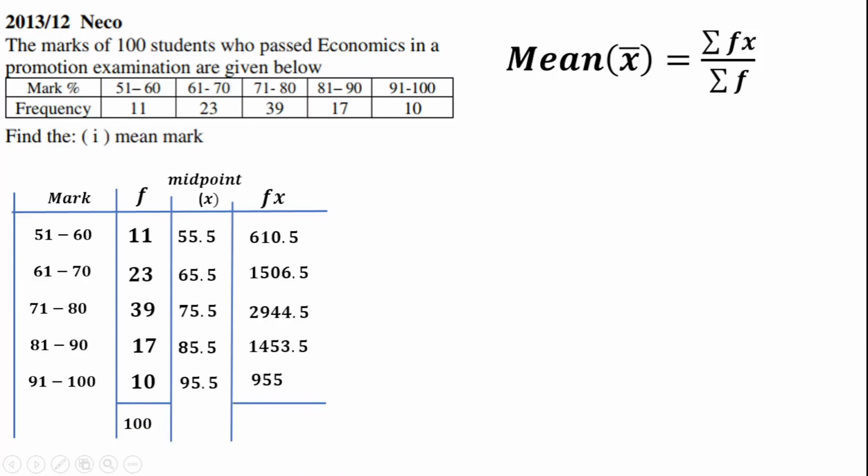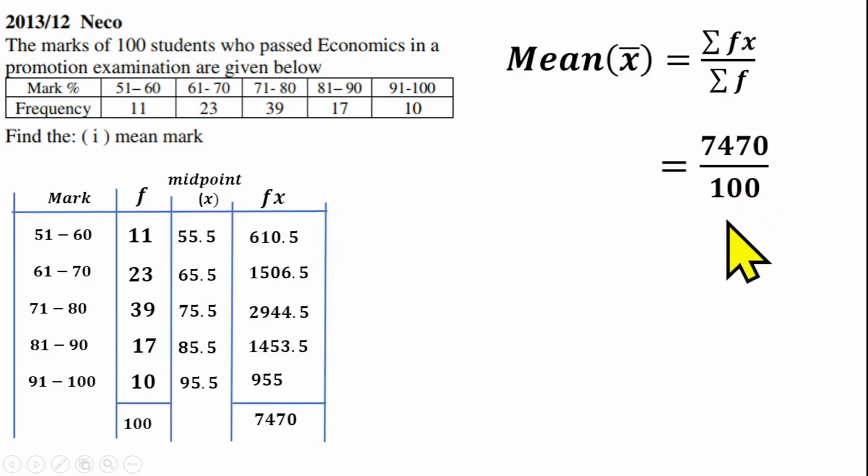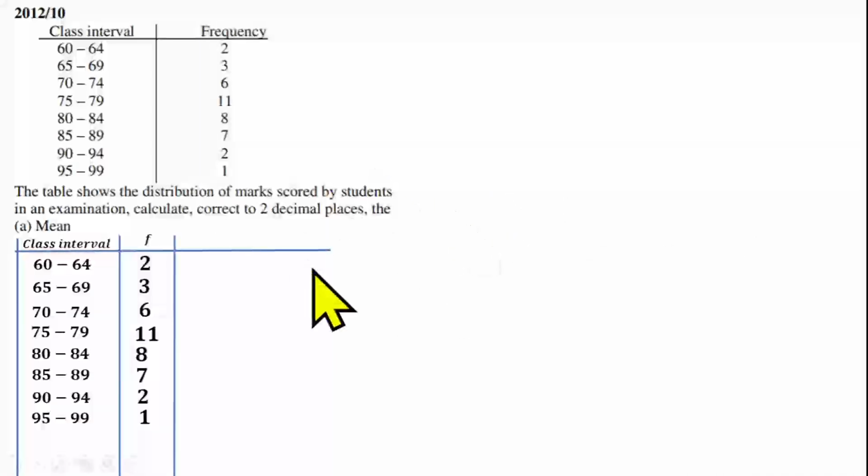So from there we'll sum that together, and the summation of that will give us 7,440. If you now put that into this formula, we'll have 7,440 divided by 100, which is summation of f. If you divide that, it gives us 74.4 as the mean mark for this group data with class intervals. Let's see one more question on that.